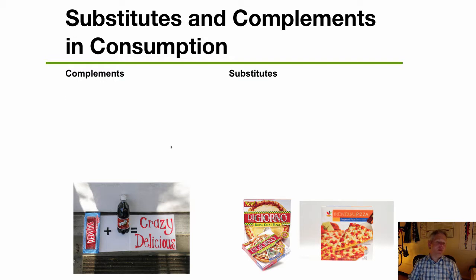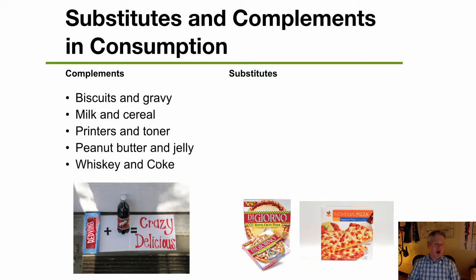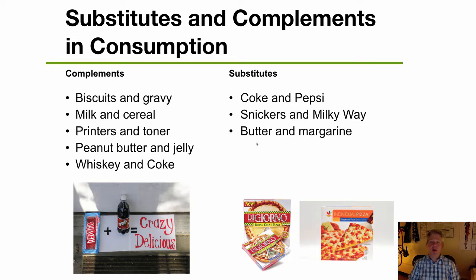So what are some examples of complements? Biscuits and gravy, milk and cereal, printers and toner, peanut butter and jelly, whiskey and Coke maybe, or Red Vines and Mr. Pibb. Someone here thinks they're crazy delicious, all right? So what are substitutes? Well, Coke and Pepsi are substitutes. Snickers and Milky Way, butter and margarine.